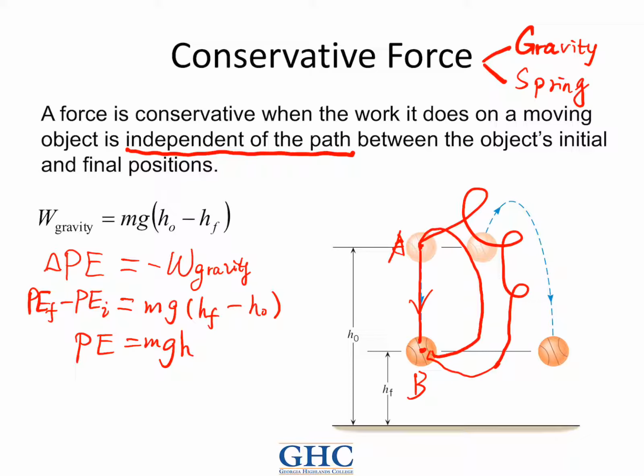In this case, a basketball drops from position A to position B, going down. This is the displacement. Gravity is also pointing down. So gravity is doing positive work on the basketball, but its potential energy decreased.